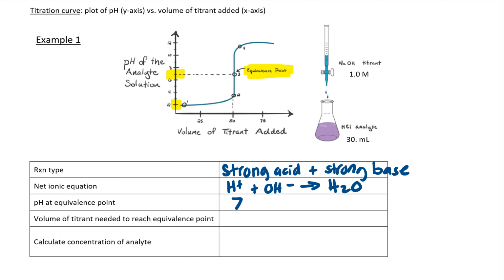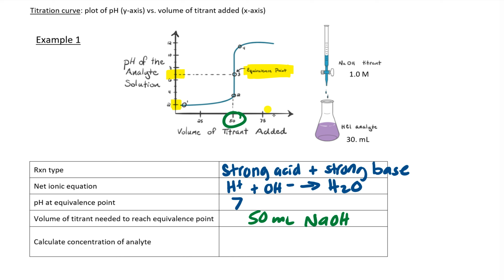Okay. Well, how much titrant, what volume of titrant was needed to reach that equivalence point? So looking at your graph, go to that equivalence point and then look down. What volume of titrant was needed? You needed 50 milliliters of titrant. Okay. So 50 mils of titrant were needed. Okay, and our titrant is sodium hydroxide.